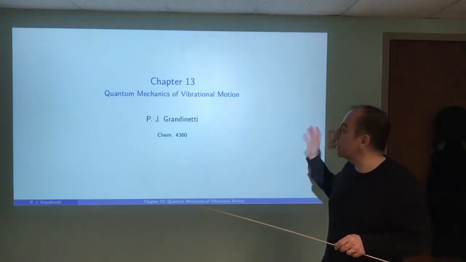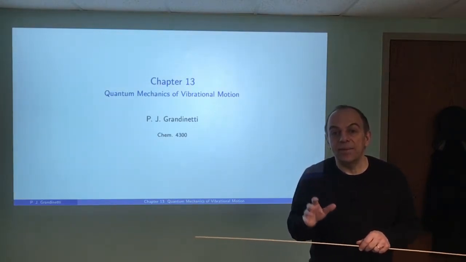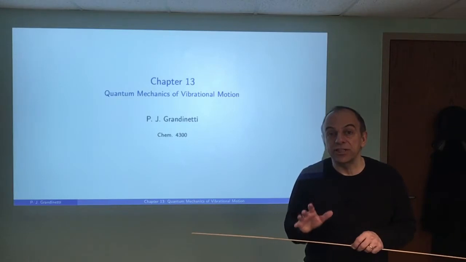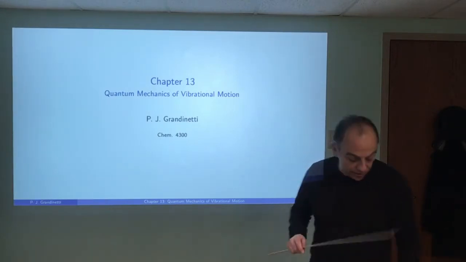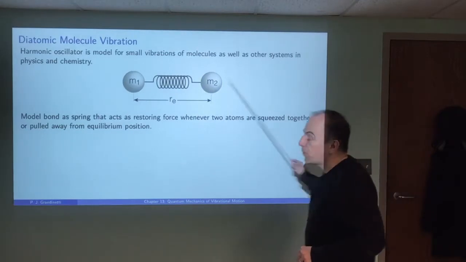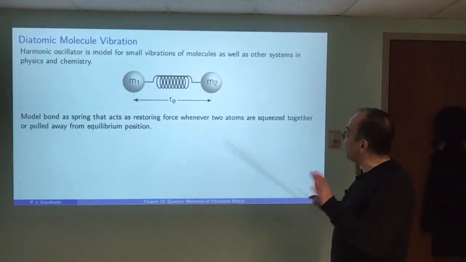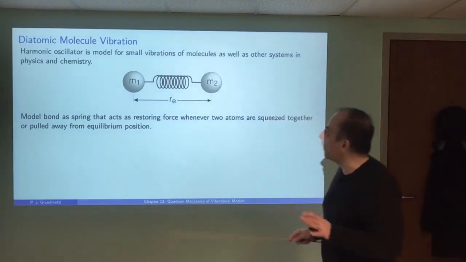In this chapter, we're going to see how quantum mechanics can be successfully applied to describe the vibrational motion and energies of diatomic and polyatomic molecules. So let's get started. We're going to take the same simple approach that we did in looking at classical vibrations, and we're going to start with simple harmonic oscillation.